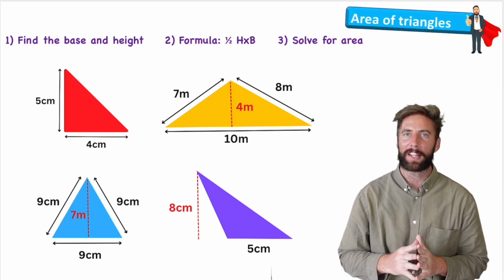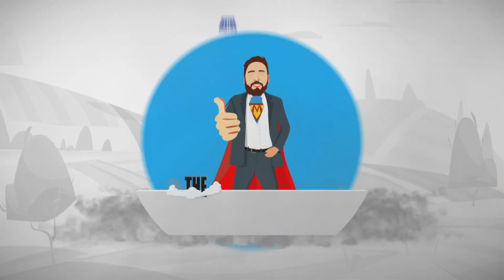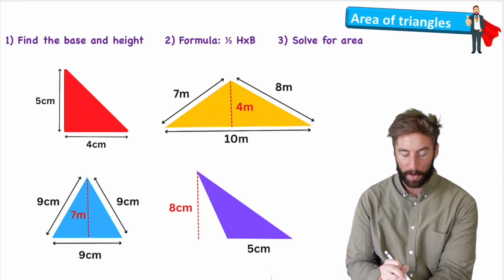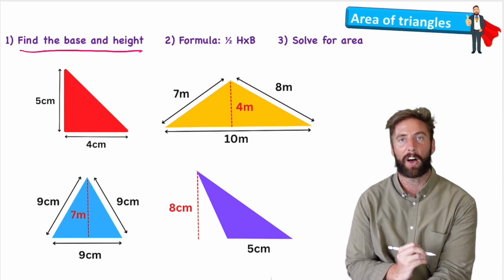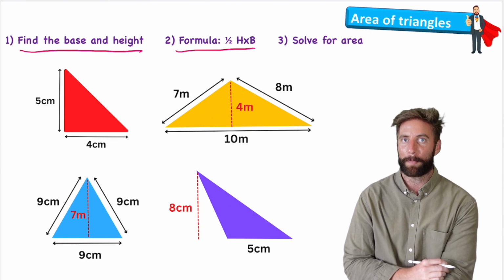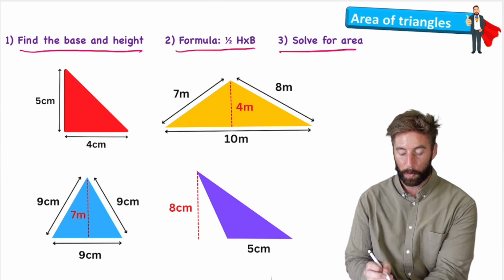Today we are looking at finding the area of triangles. Let's go. Okay, so we're going to use these three steps today. First, we're going to find the base and the height of our triangle. Then we're going to use our formula, which is half height times base. And then we're going to solve to find the area. So let's look at this with question 1.